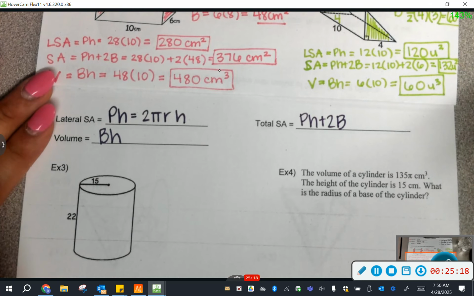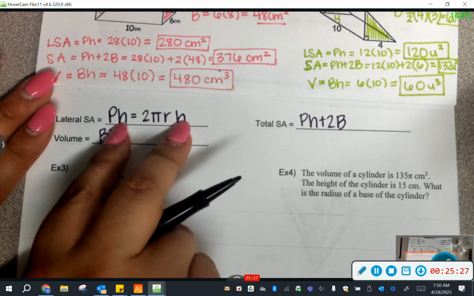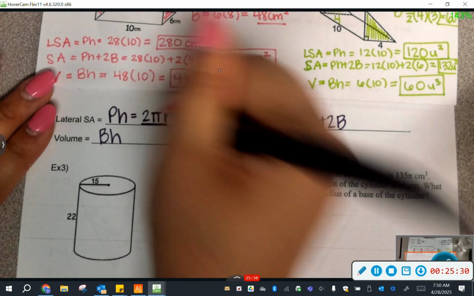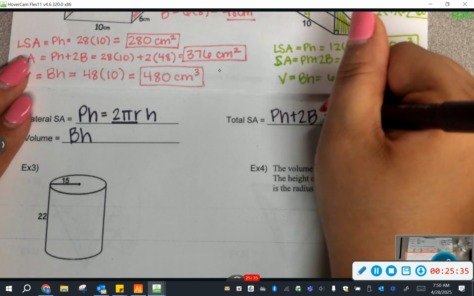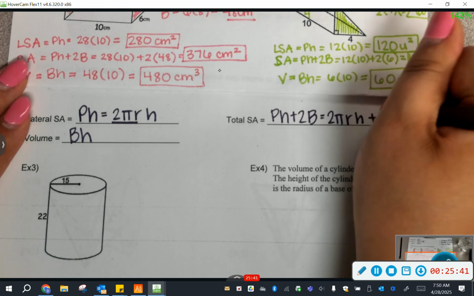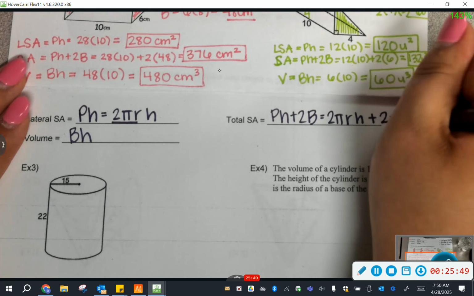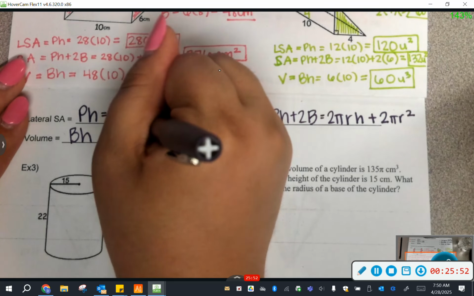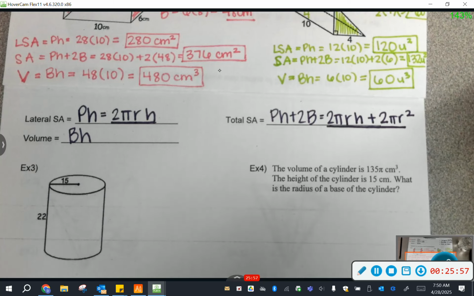So this is 2 pi r h. Does that make sense what I'm saying? Times the height, because the height's right here. So this perimeter, 2 pi r, is the perimeter, and then they have the height. Same thing right here. PH is 2 pi r h plus 2. What is big B for a circle? What is the area of a circle? Pi r squared. So these are the formulas I would use instead. It's the same formula, you just have to remember less.